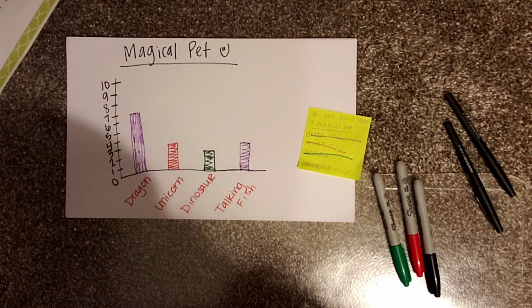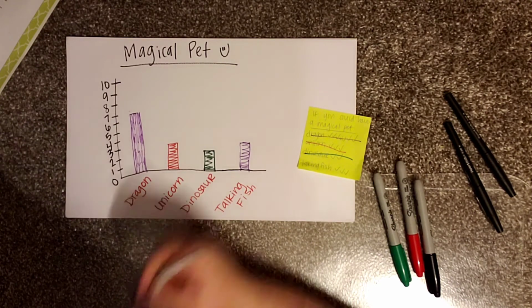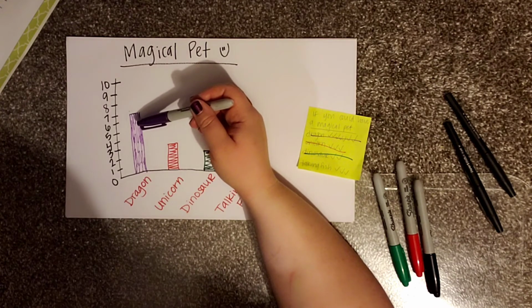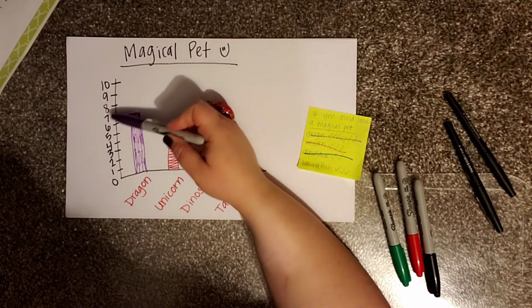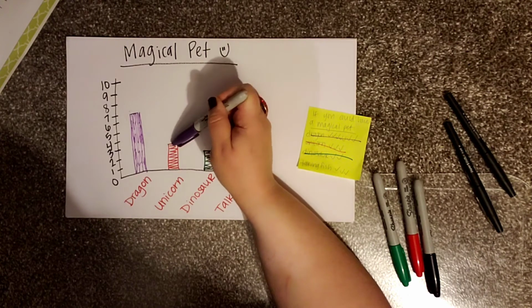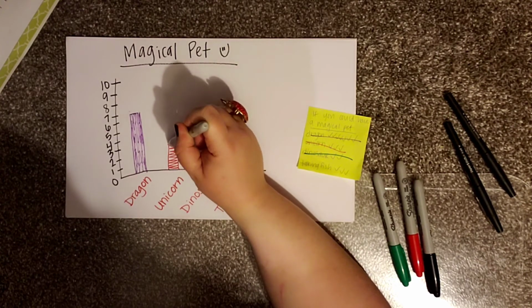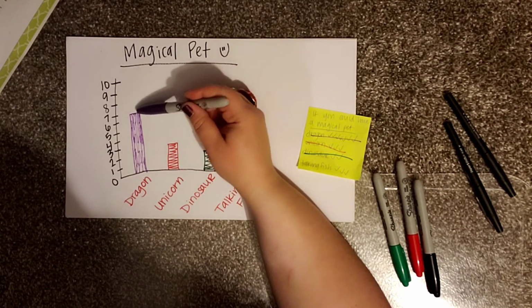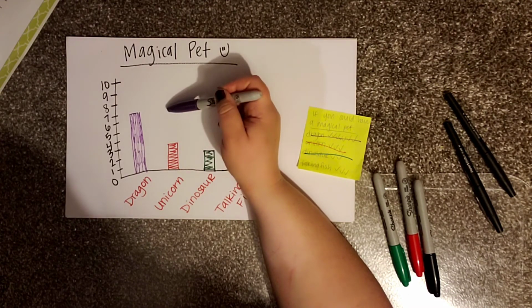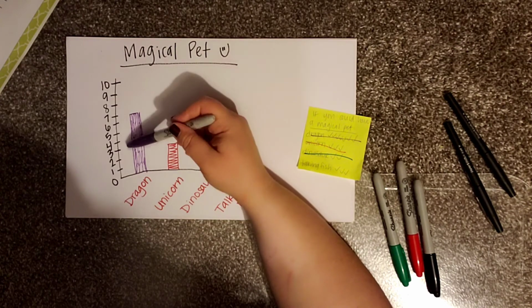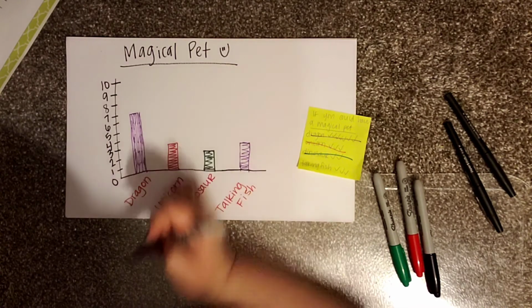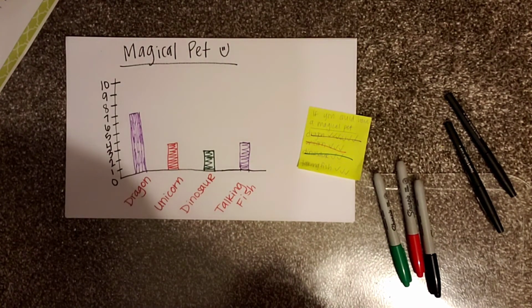Maybe I could say, how many more people voted for a dragon than a unicorn? Well, when I hear the words how many more, that's like a trigger in my brain. Oh, I have to subtract. So I'm going to do 7 take away 3 would be 4, or I could count up 1, 2, 3, 4, up to 7 from 3, and that's 4 more. That means 4 more people voted for dragon than unicorn. 4 less voted for unicorn than dragon. See how that works? Pretty cool, huh? Lots of good information from a graph.